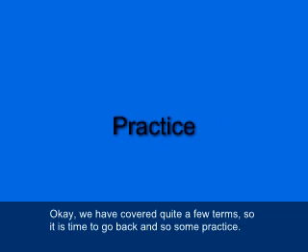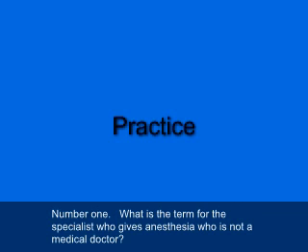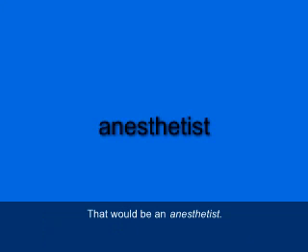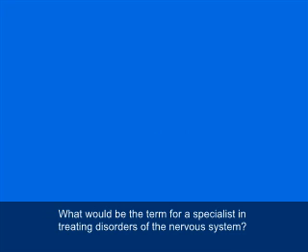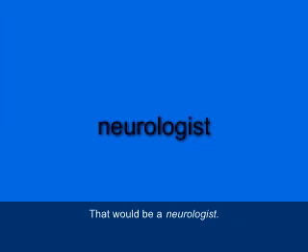Okay, we've covered quite a few terms. Now it's time to go back and do some practice. Number 1. What is the term for a specialist in giving anesthesia who is not a medical doctor? Well, that would be an anesthetist. ANESTHETIST. What would be the term for a specialist in treating disorders of the nervous system? Well, that would be a neurologist. NEUROLOGIST.